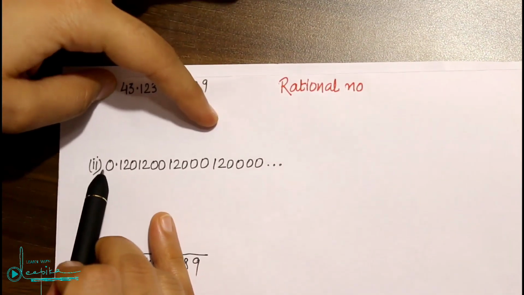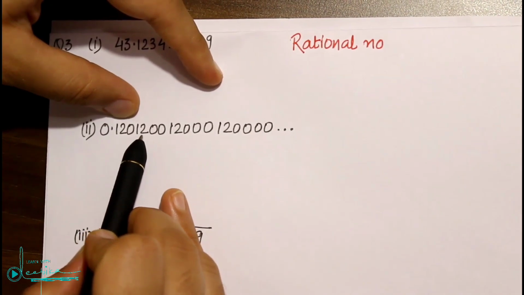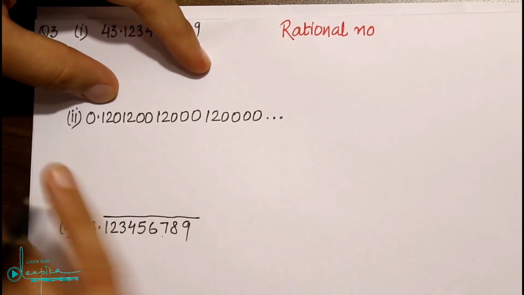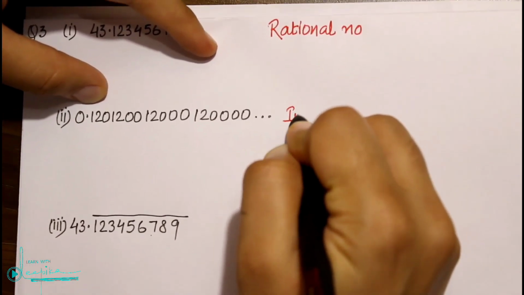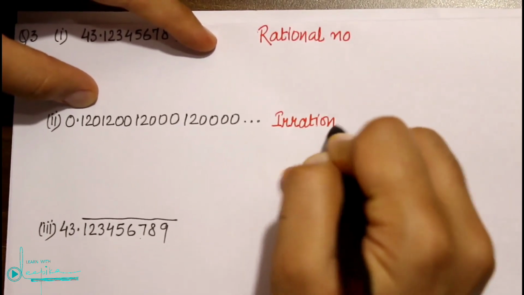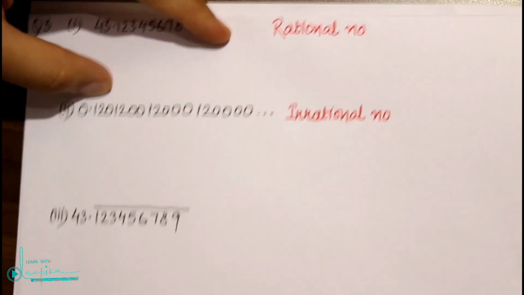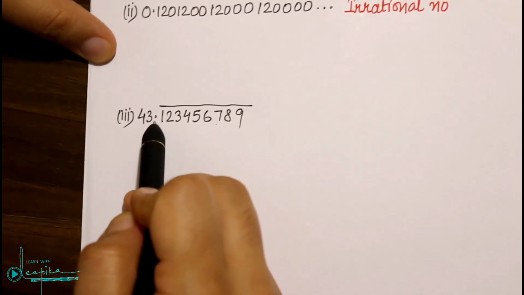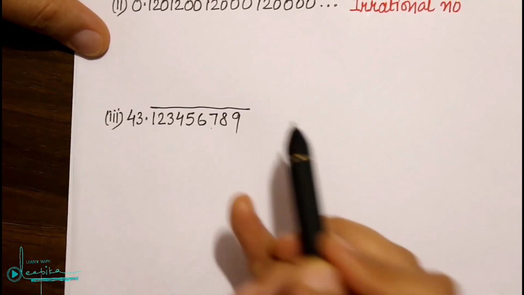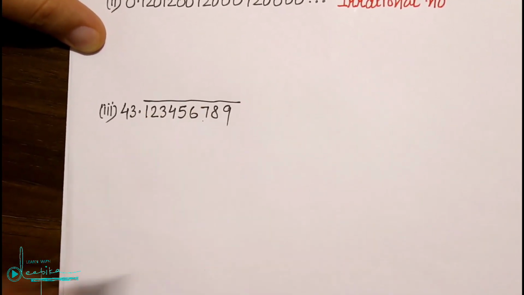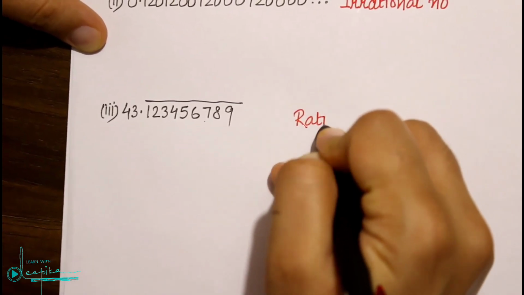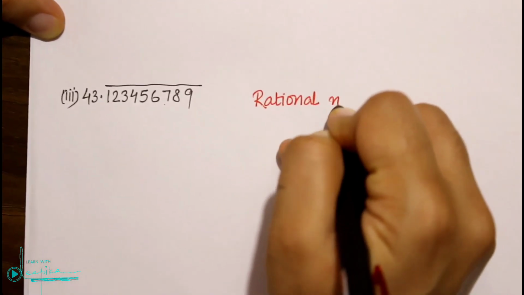Next one is 0.12012001200. This way, that means numbers in this form are irrational. I have already explained you in the previous lecture. Irrational number. And the third one is 43.123456789, and there is a bar after the decimal place, which means it's non-terminating but recurring. So definitely this one is also a rational number.